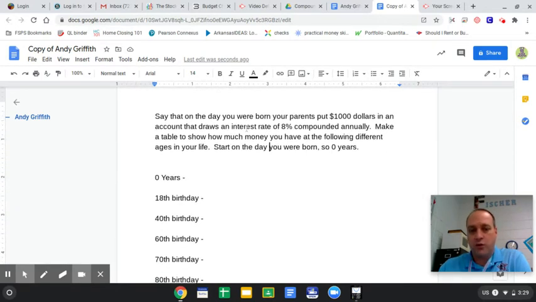Down here, say that on the day you were born, your parents put $1,000 in an account that draws an interest rate of 8% compounded annually. Make a table to show how much money you would have after the following ages in your life. Start on the day you were born, so 0 years. So at 0 years right here, you're going to have $1,000.